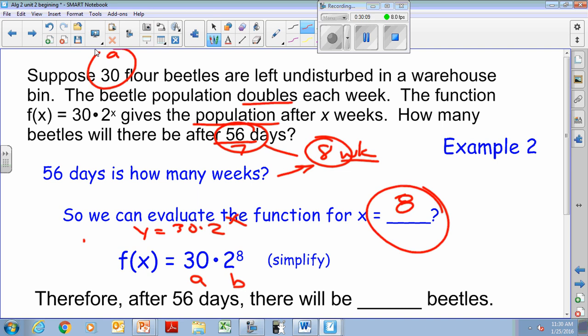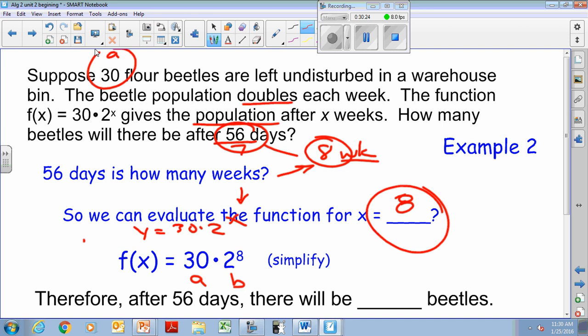What will this whole thing equal in 56 days? We can't put a 56 here because this x represents the number of weeks. So if you turn these days into weeks, and it's that number. So do this. If you haven't done it on your calculator already, please do me a favor.